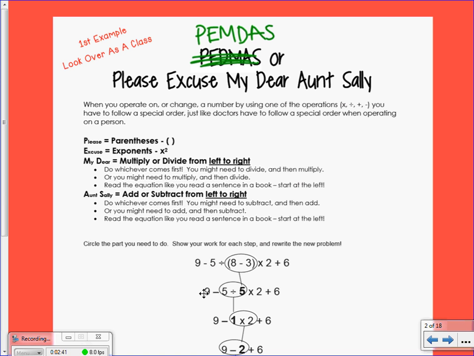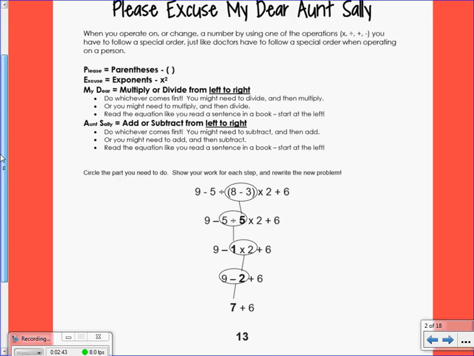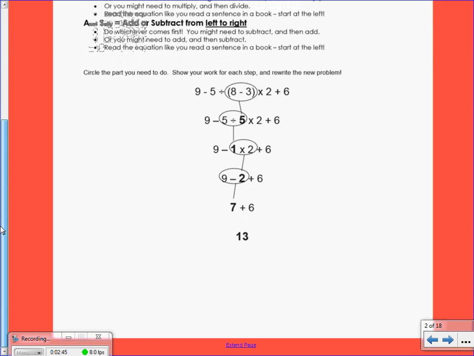So, this first one I just want you to kind of look at with me. You don't have to do anything. So, if you have a super long problem like this one, and you're like, holy buckets, where do I even start? Do I just start at 9 minus 5? Well, no, you have to look at your PEMDAS. So first you look for your parentheses.